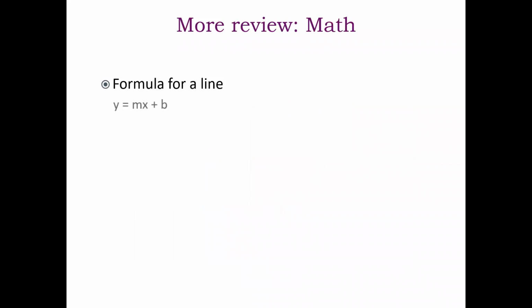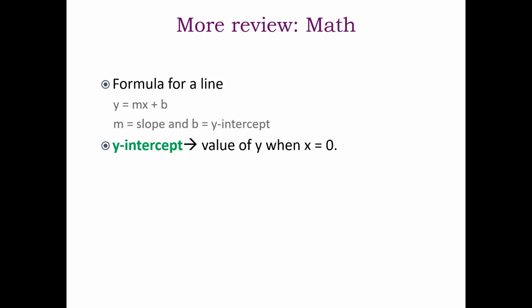So the formula for the line in math is usually written y equals mx plus b, where m is the slope and b is the y-intercept. Again, the y-intercept is the value of y with x equal to 0. The slope is the change in y per 1 unit change in x. Okay, so if you go up 1 in x, what happens to y? That's how much y changes.